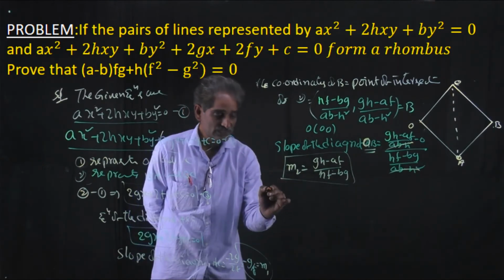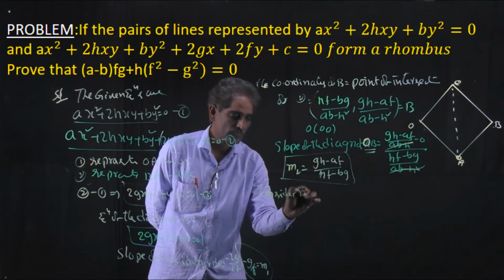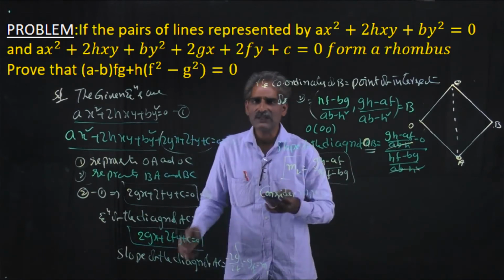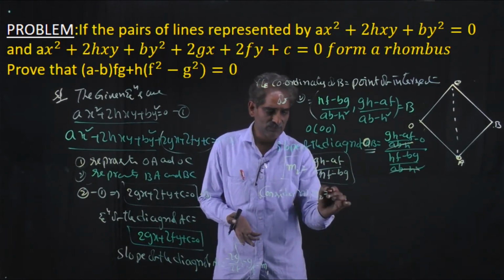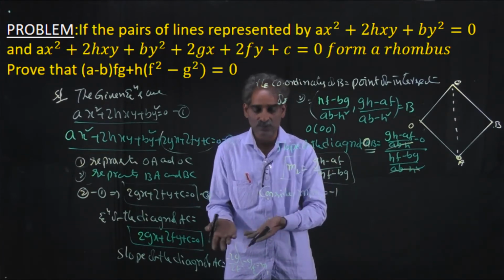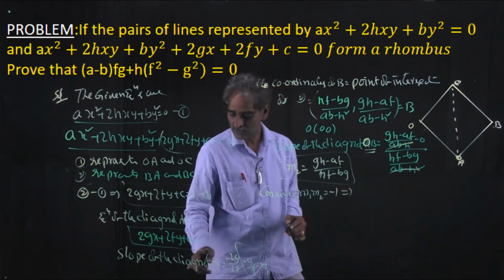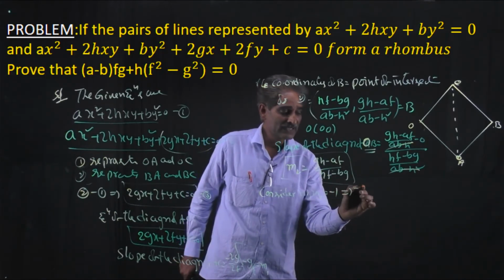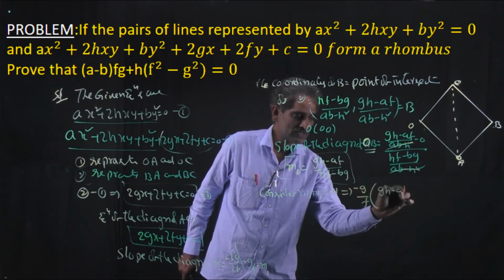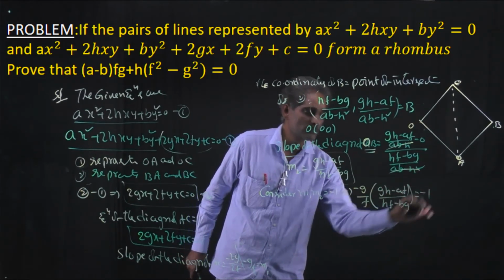So this is the slope of one diagonal, and this is the slope of another diagonal. Consider M1 M2. Already given, this is a rhombus. Consider M1 M2 equal to minus 1 because diagonals are perpendicular. So the product of the slopes of the diagonals is minus 1. Therefore, what is the slope of AC? Minus G by F into GH minus AF by HF minus BG is equal to minus 1.